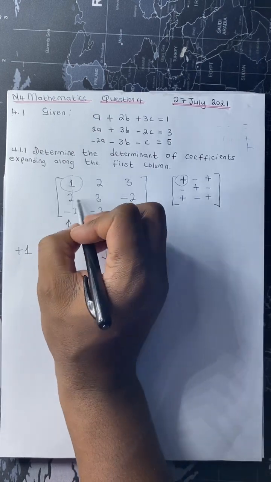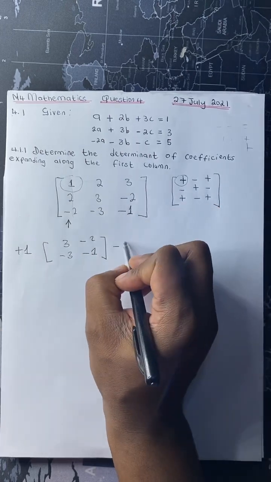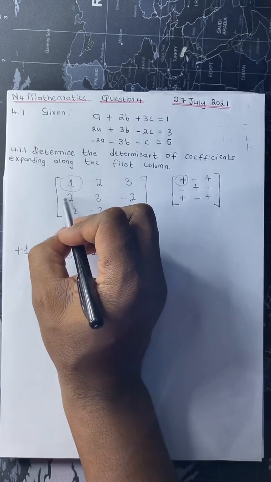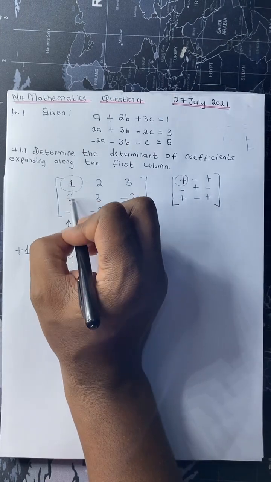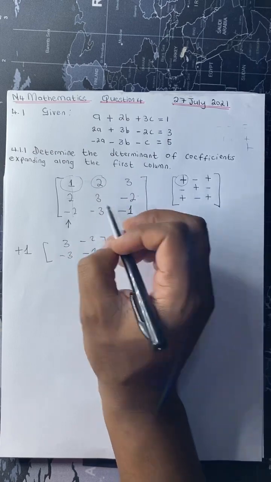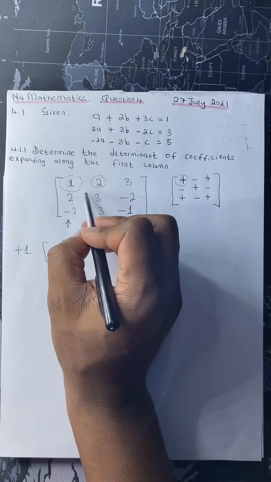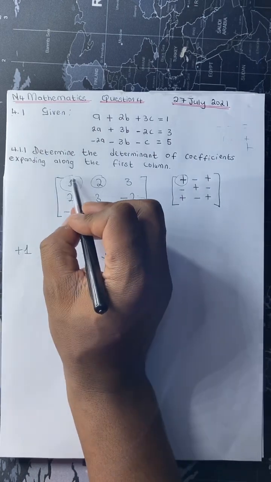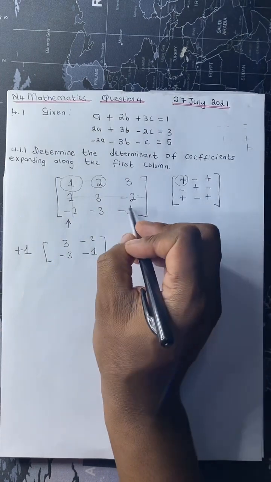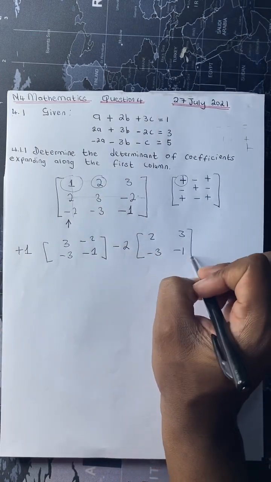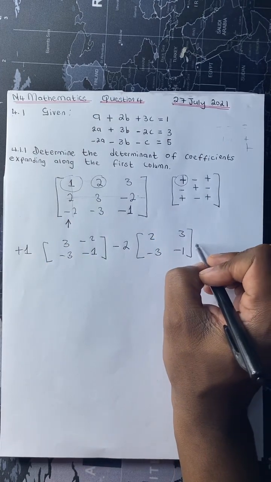Now we come to the 2, and the 2 corresponds with that negative, so we have negative 2. When we block the associated row and the associated column, we'll be left with 2 and negative 3. So we are blocking that row and that column. We are left with 2, 3, and this negative 1. And we have this negative 2 multiplied by that positive, which will be equal to negative 2.